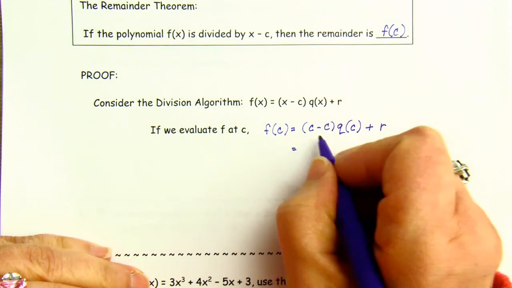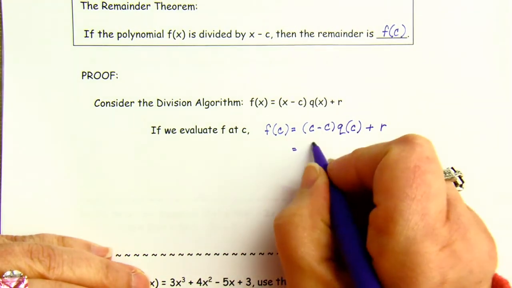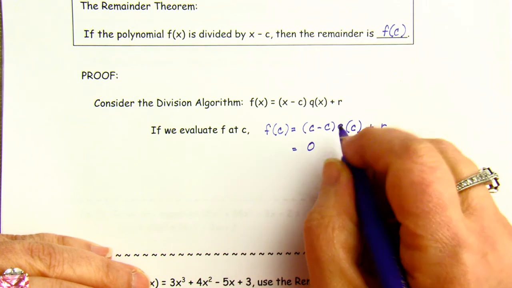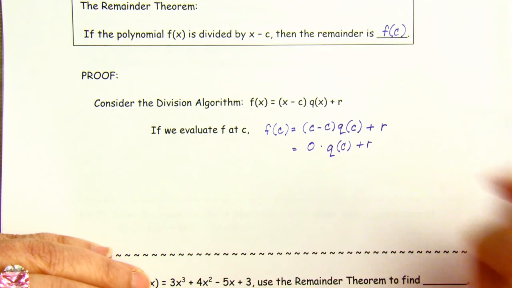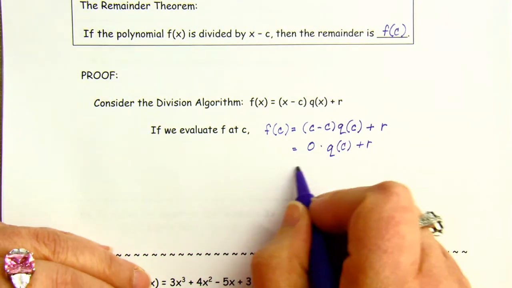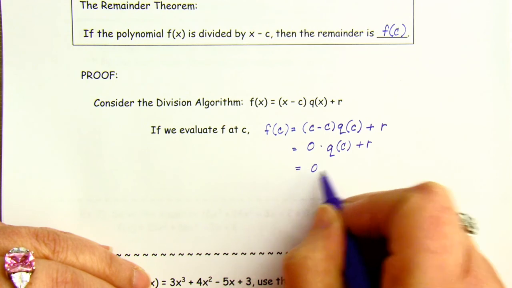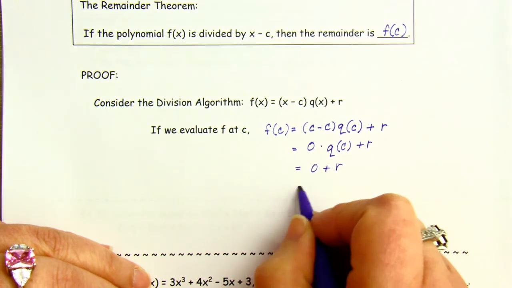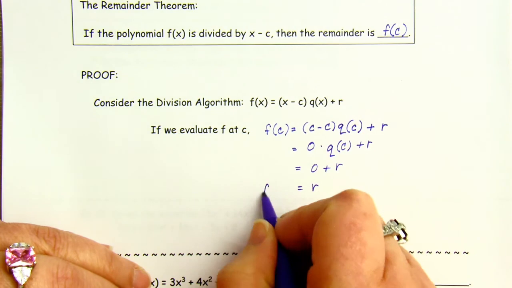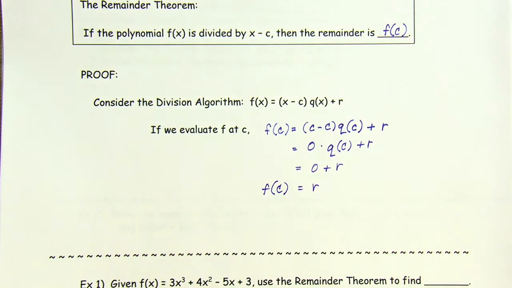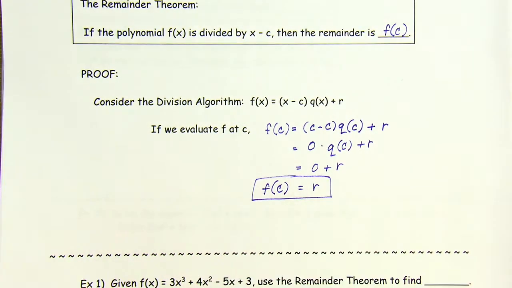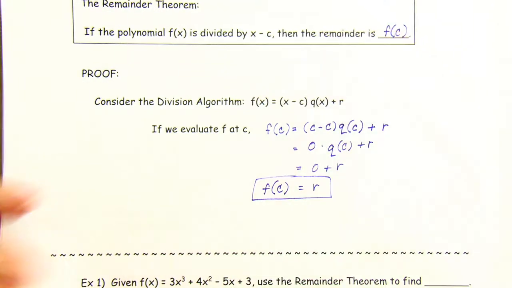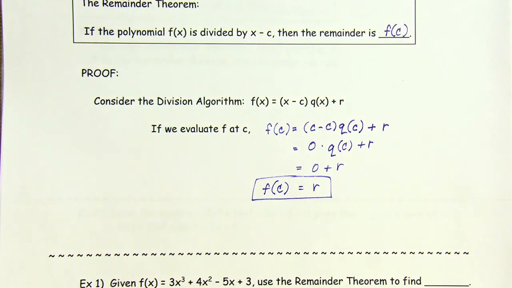Well, what does c subtract c equal? 0 times q of c plus r. Well, what's 0 times q of c? Well, that's 0 plus r. And 0 plus r is r. And so we do see that f of c equals r. And that's what this says right up here. If the polynomial f of x is divided by x minus c, then the remainder is f of c. Or f of c equals r.